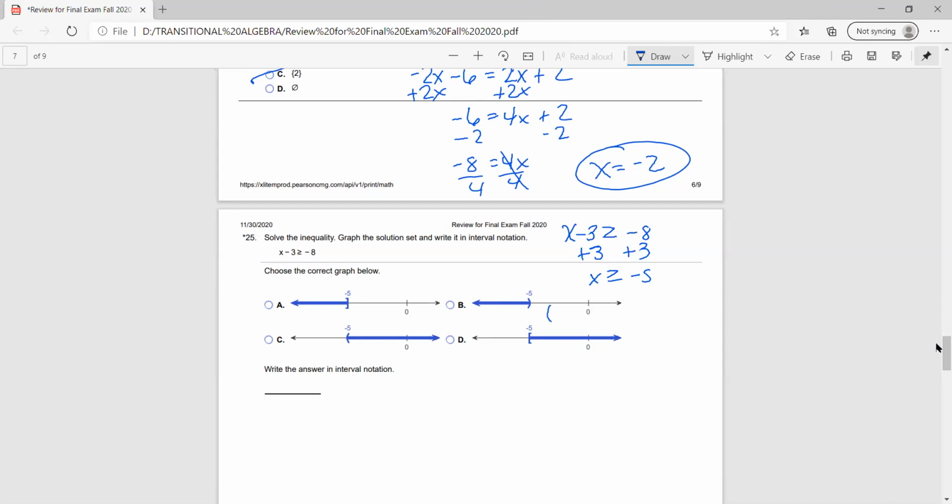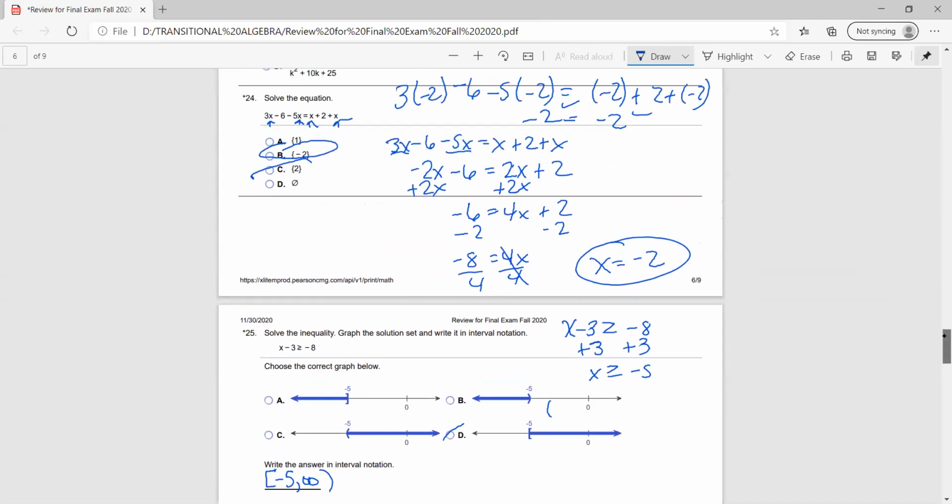Okay, and we want everything that is bigger than -5. So the correct answer is going to be D. If we write this in interval notation, we start at -5 and we go to infinity. Remember, infinity is always the parentheses that is open.